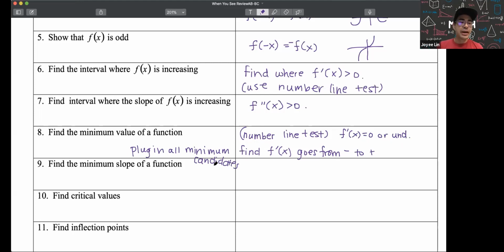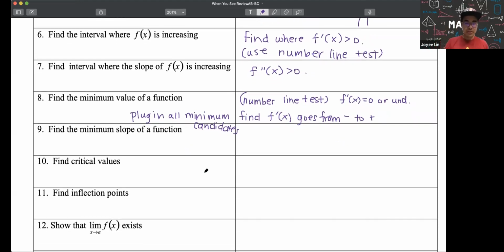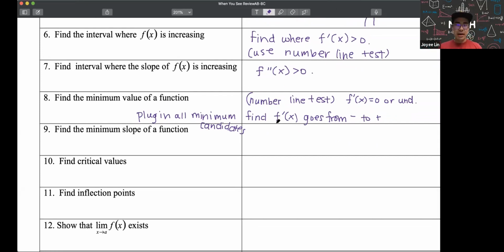Can endpoints be mins or maxes? Yes, let me clarify, endpoints can be absolute mins or absolute maxes. Endpoints cannot be relative mins or relative maxes. I bet there's somewhere for me to write that too. Endpoints can be absolute mins and absolute maxes.